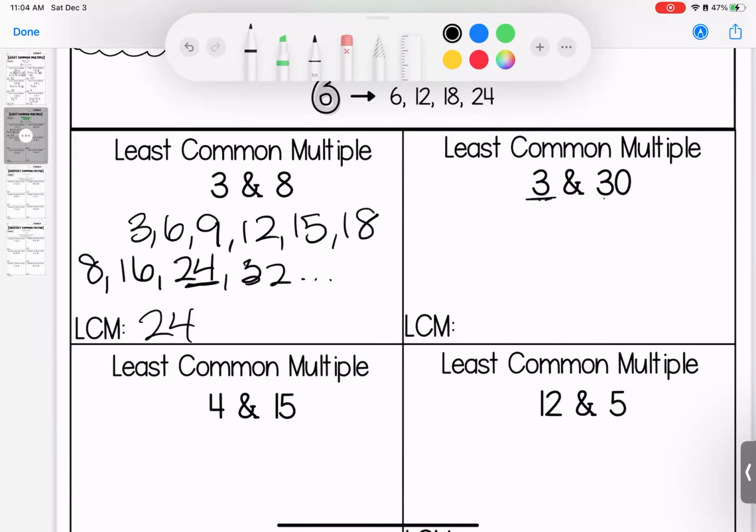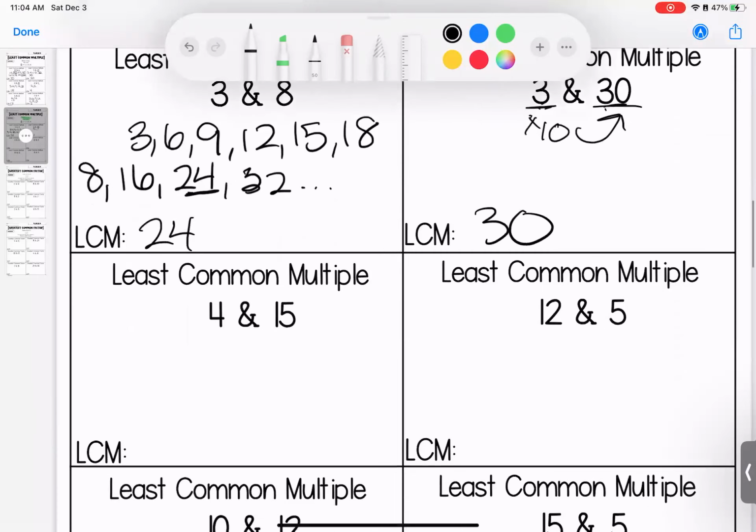When I see a pair like 3 and 30, my brain says 10 because these numbers are the same. One has a 0 at the end. So 3 times 10 gives me 30, which means my least common multiple is going to be 30.